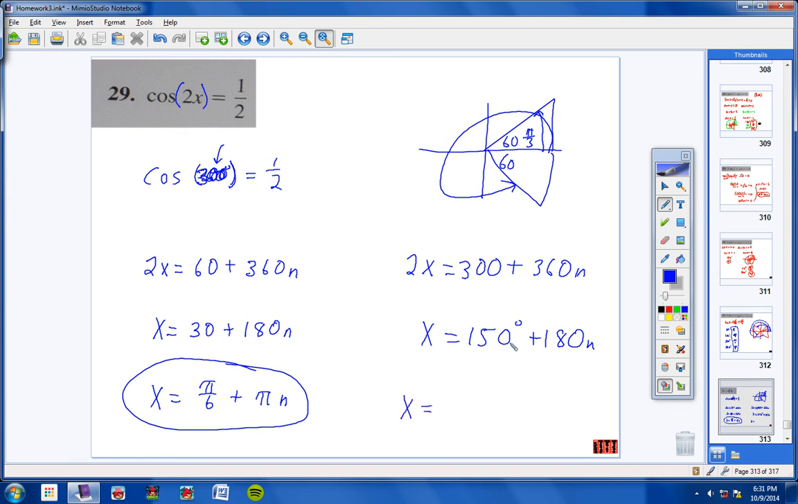150 over 180 would be 5 pi over 6. And of course, 180 in radians would be pi n, or n pi, okay? So there we go. There's your two answers, okay? All right, continuing on to number 31.